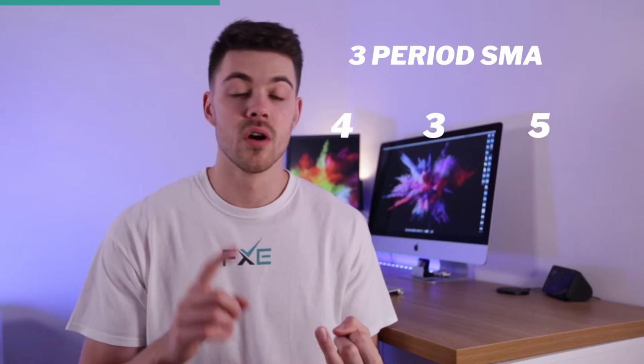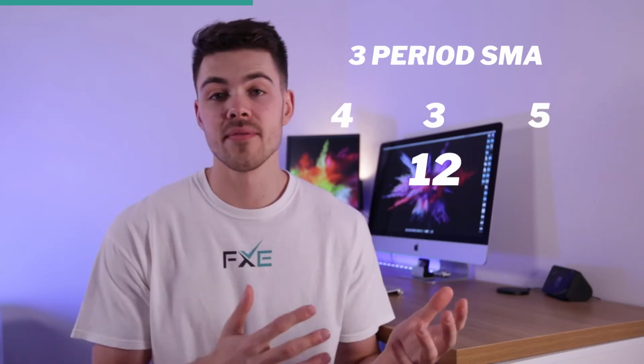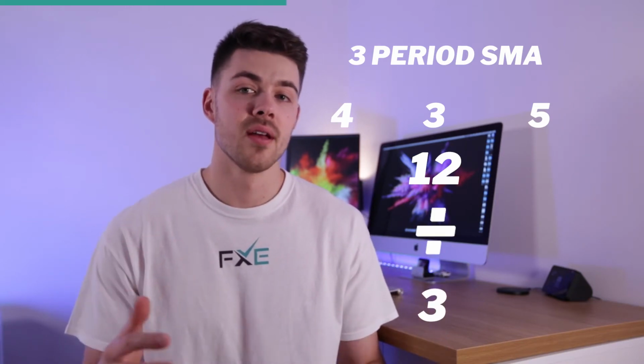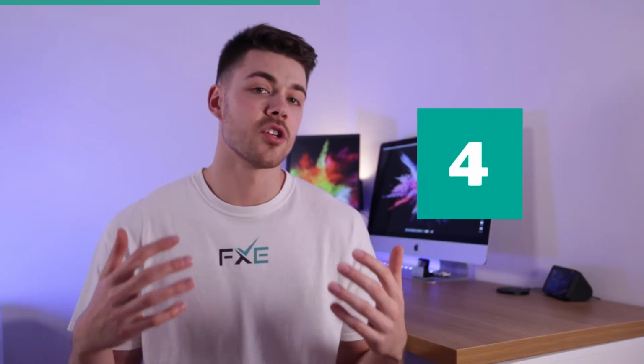For example, if you have a 3-period SMA and the prices during the last 3 periods were 4, 3 and 5, we would use the sum of these prices, which gives us 12, and then we would divide this number by the number of periods, which is 3. This would result in the SMA for these periods being 4. This means that during the last 3 periods, our simple moving average would tell us that on average the price was 4.